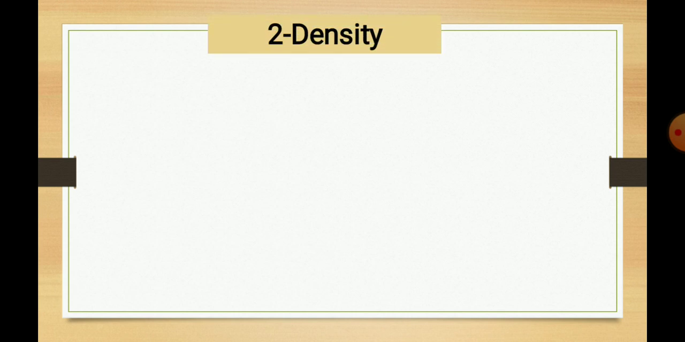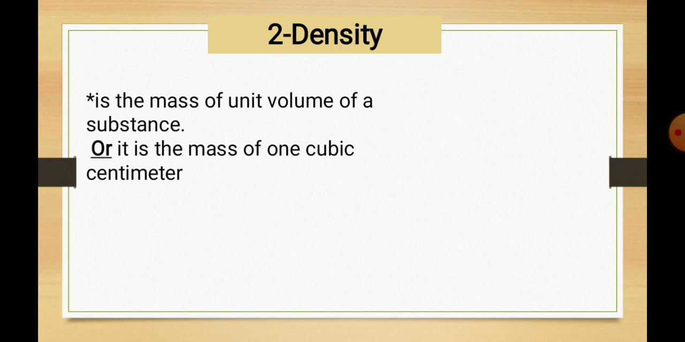Density. Density is the mass of unit volume of a substance, or the mass of 1 cubic centimeter of a substance. And the law of density is equal to mass over volume, and the measuring unit of density is gram per cubic centimeter.